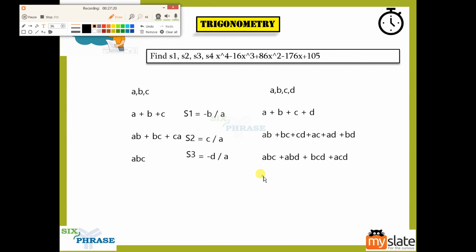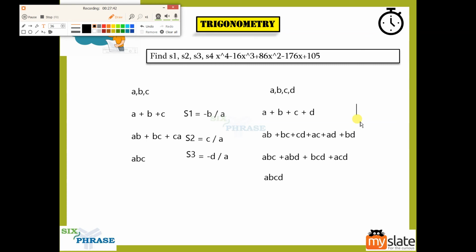The final sum is taking everything together. So A, B, C, D. Or I should say this product of everything. So this is S1, S2, S3, S4, guys. This is what they are talking about when they say S1, S2, S3, S4. They are talking about all this stuff. Now you know that this is S1, S2, S3, and S4.